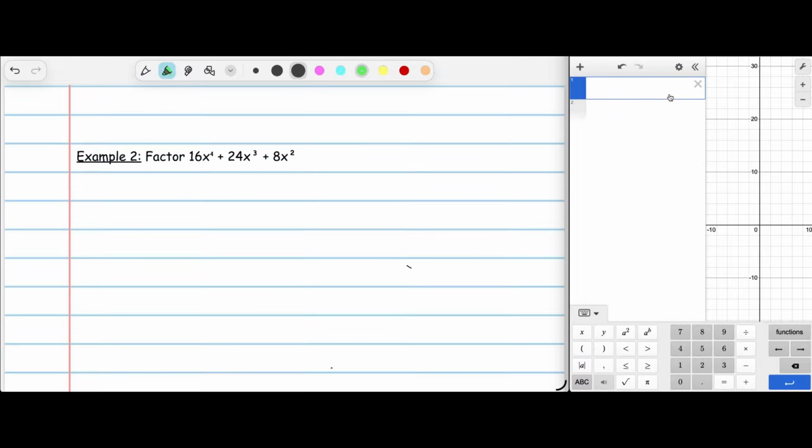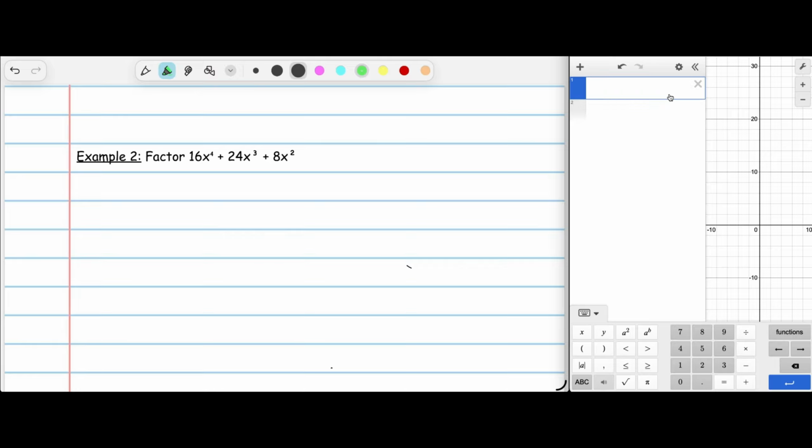All right, so for example 2, they want us to factor 16x to the 4th plus 24x to the 3rd plus 8x squared. Now, in order to factor this, it's the same steps. We're going to first find the factors of the coefficients, which is the number in front of the variable. And then we're going to look at the variables themselves and find their GCF. Okay, so let's go ahead and do our numbers.